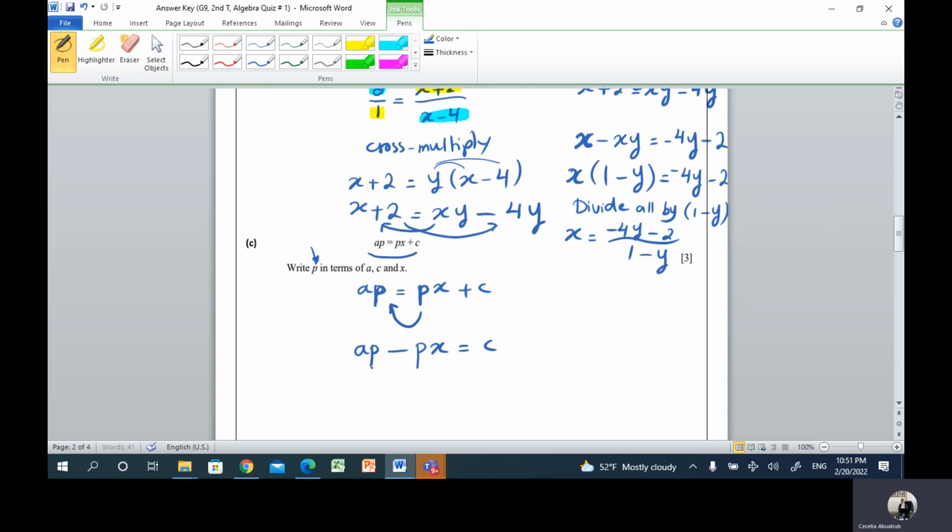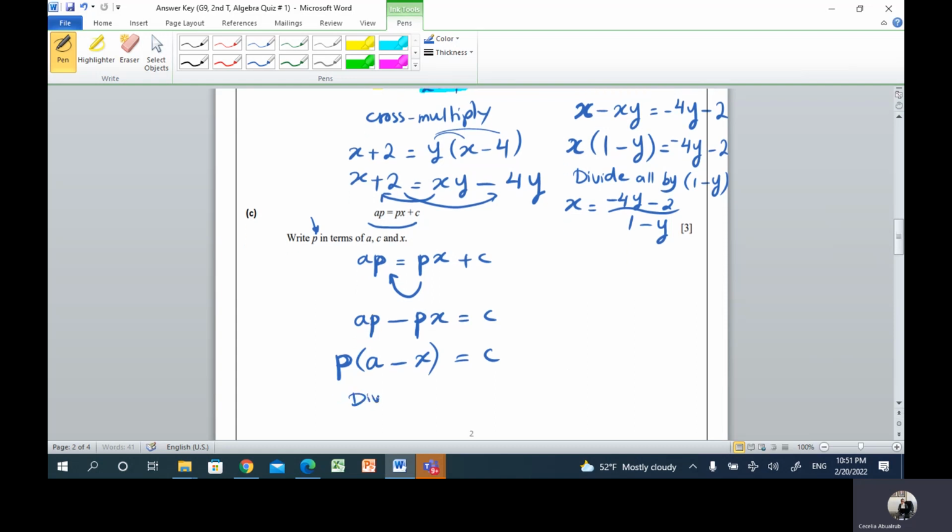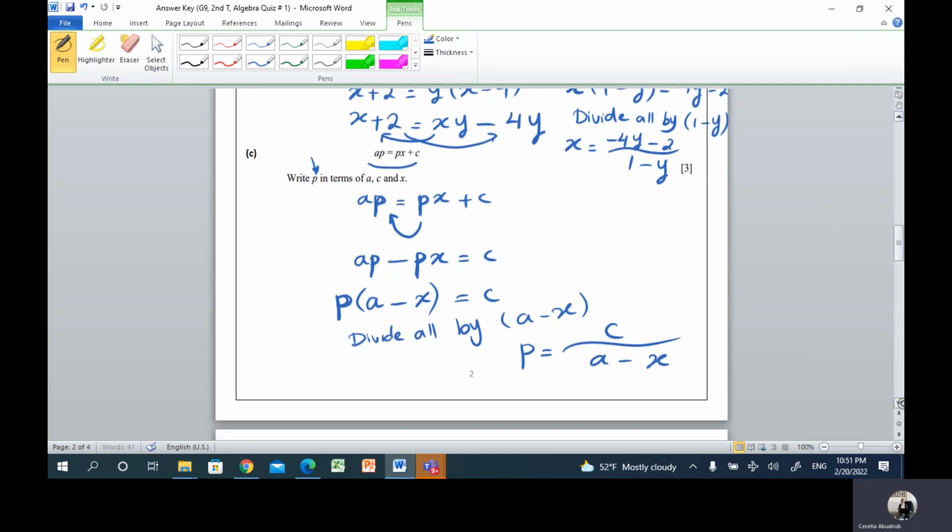Remember, we need to make P the subject. So we have the P distributed in two terms on this side. So we're going to factorize P. We're going to get P as a common factor. Open a bracket. A, because A times P will give us AP, minus X, because P times X will give us PX, is equal to C. And then we're going to divide all by the expression A minus X. And so P will be equal to the fraction C over A minus X. And that's how we make P the subject in this case.